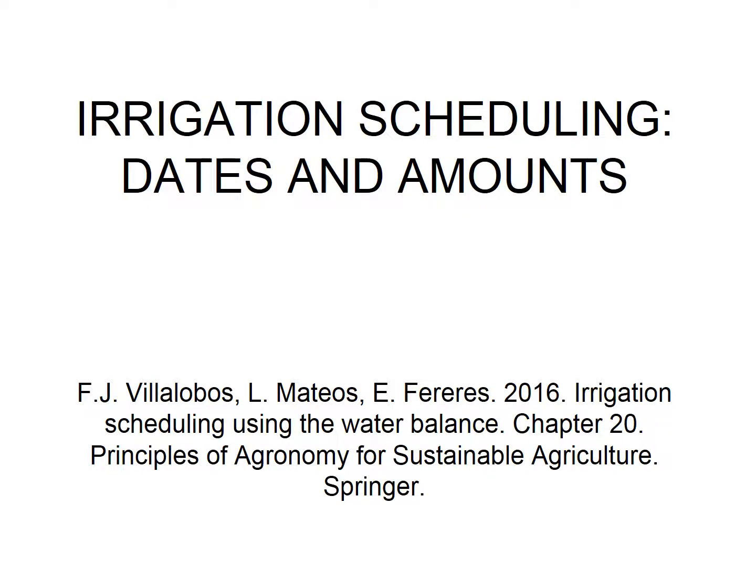Today we're dealing with irrigation scheduling, in other words, how to determine the dates and amounts of irrigation during the season. This lecture is based on Chapter 20 of the book Principles of Agronomy for Sustainable Agriculture.